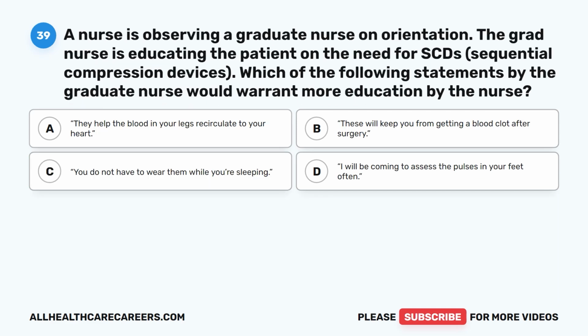Question 39. A nurse is observing a graduate nurse on orientation. The grad nurse is educating the patient on the need for SCDs, sequential compression devices. Which of the following statements by the graduate nurse would warrant more education by the nurse? A. They help the blood in your legs recirculate to your heart. B. These will keep you from getting a blood clot after surgery. C. You do not have to wear them while you're sleeping. D. I will be coming to assess the pulses in your feet often.